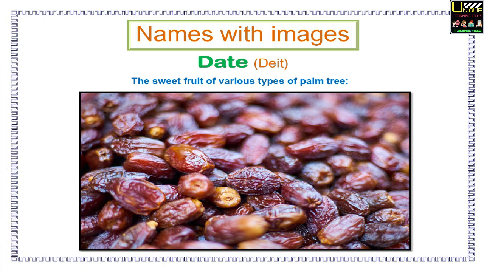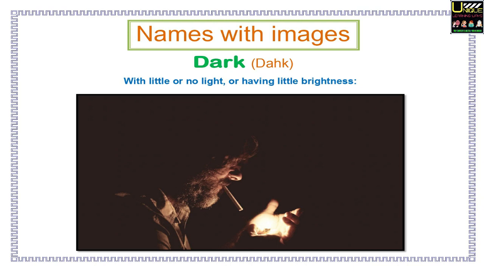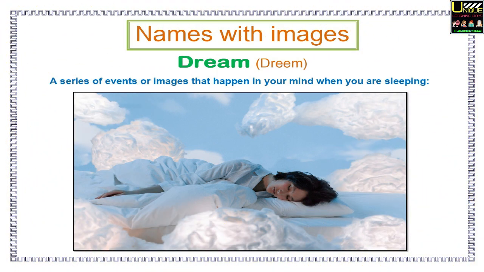Names with images. Here you will see the word, its explanation, and an image. Date. The sweet fruit of various types of palm tree. Dark. With little or no light, or having little brightness. Dream. A series of events or images that happen in your mind when you are sleeping.